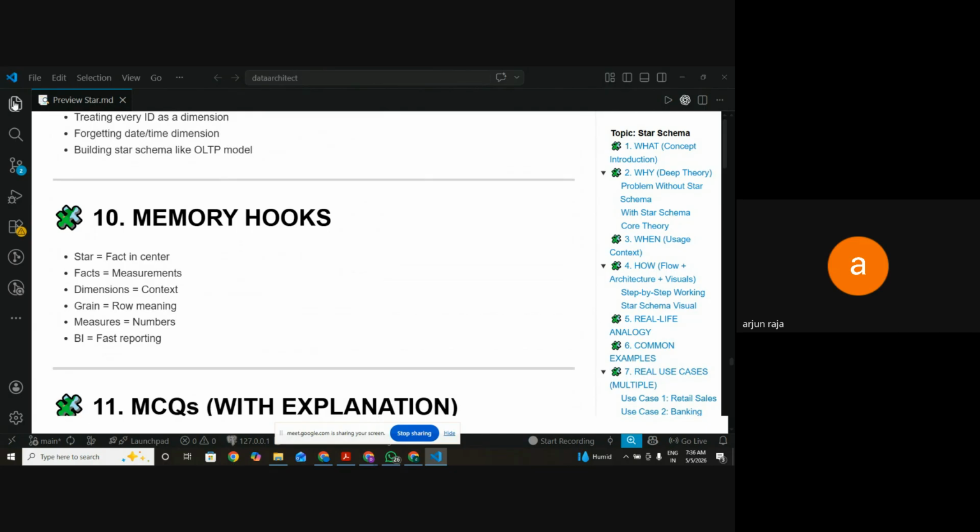Memory hooks. Star is equal to fact in center. Facts are equal to measurements. Dimension is equal to context. Facts mean measurements, dimension means context. Grain is equal to row meaning. Measures are equal to numbers. BI is equal to fast reporting.